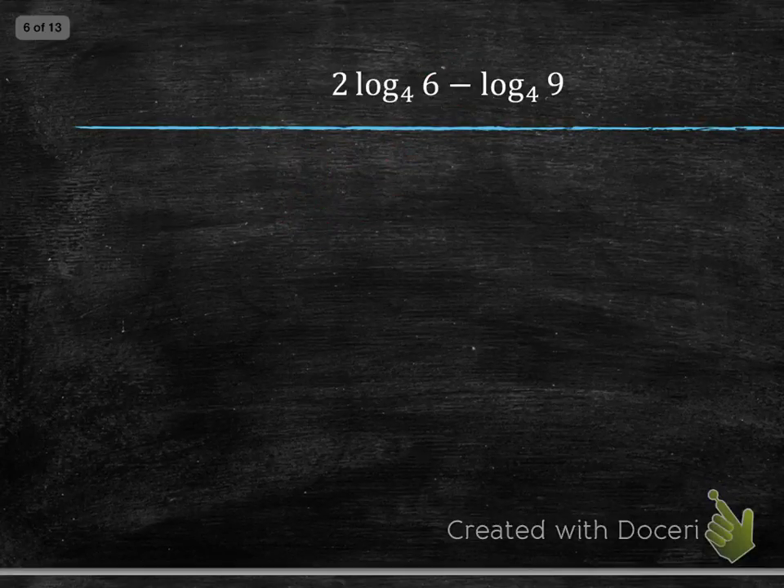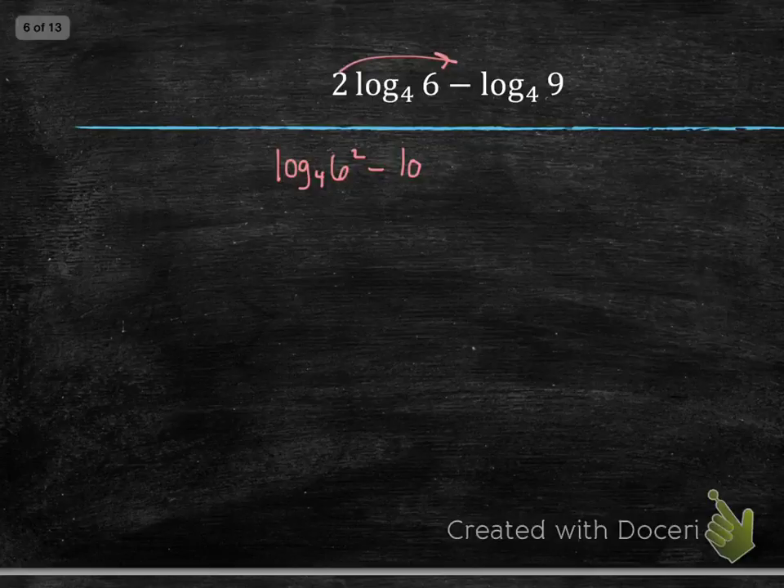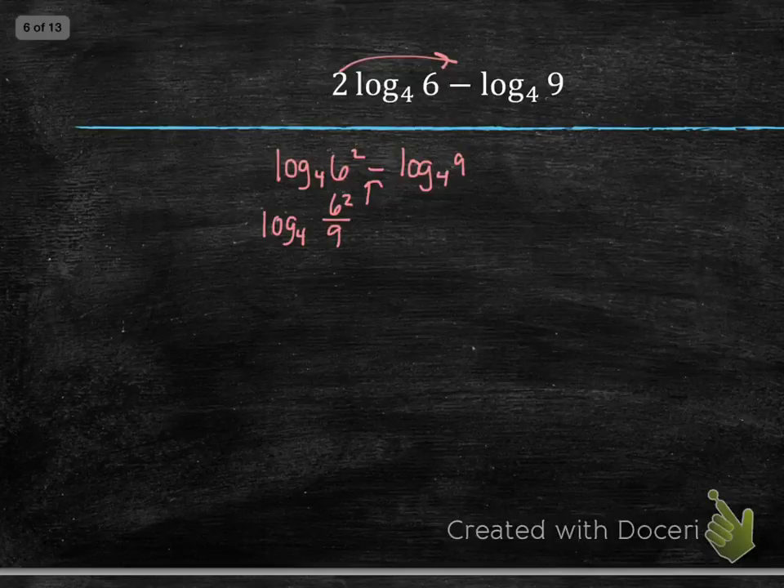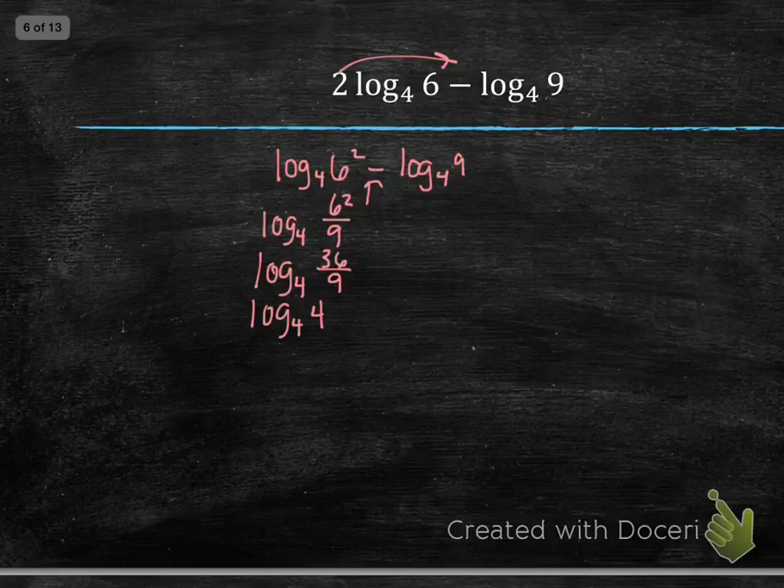Okay, my next one, we need to send the 2 back, so I got log base 4 of 6 squared minus log base 4 of 9. Minus sign means we are dividing. So I have 6 squared now divided by 9. If it's all numbers, we need to see if we can simplify. So log base 4, 6 squared is 36 divided by 9, which is then 4. I type this in.